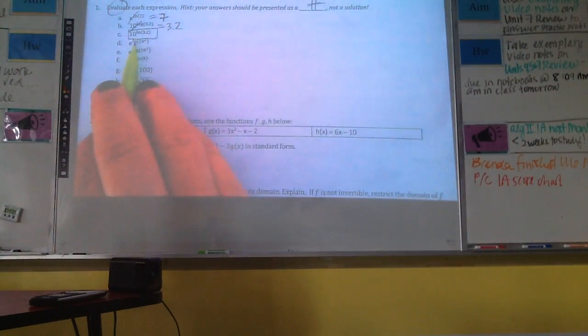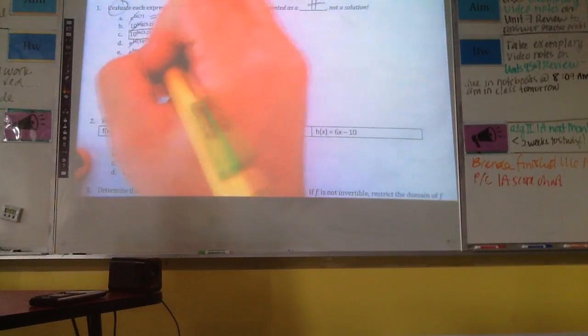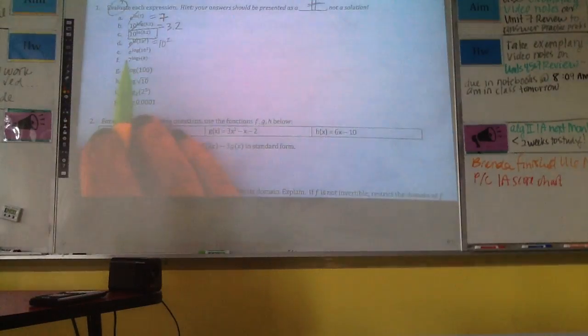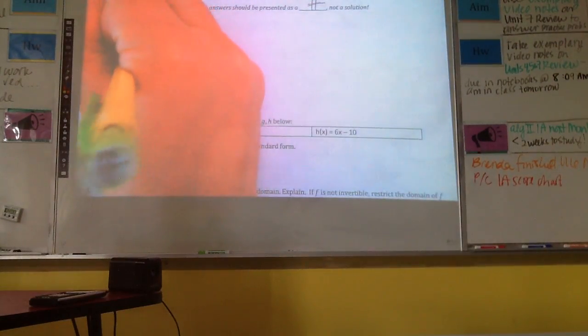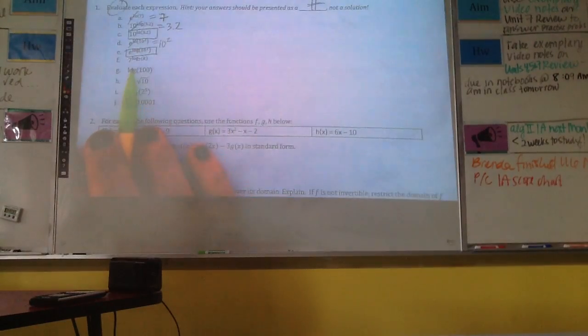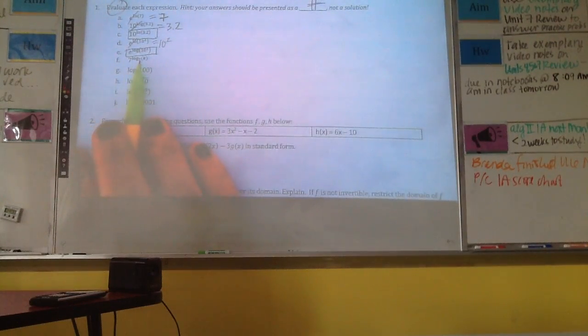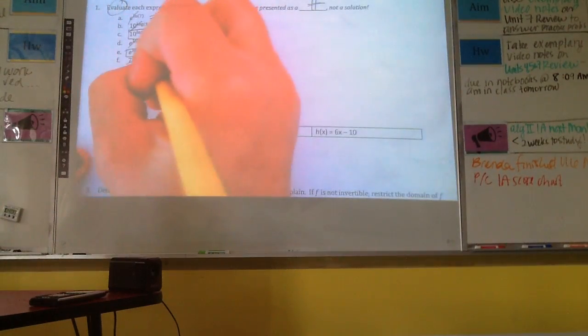Okay, e to the natural log, they're inverses, they undo each other. You get 10 squared. e and common log are not inverse functions. You cannot undo them. Oh, here's an interesting one. 7 to a power and the log base 7. Because 7 is to the power of log base 7, they will undo each other. You simply get k.